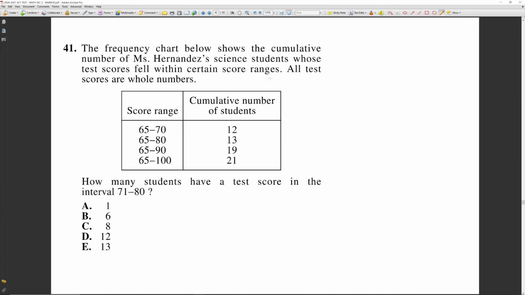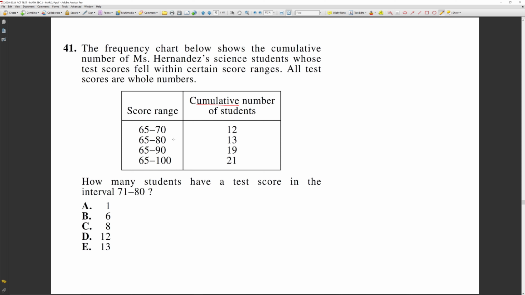Excellent. 41. The frequency chart below shows the cumulative number of Mrs. Hernandez's science students whose test scores fell within a certain score range. All test scores are whole numbers. So these are the score ranges, and these are the cumulative students in each one. How many students have had a test score in the interval of 71 through 80?